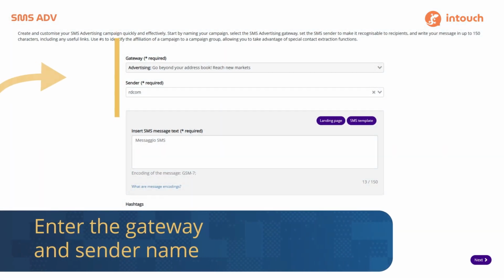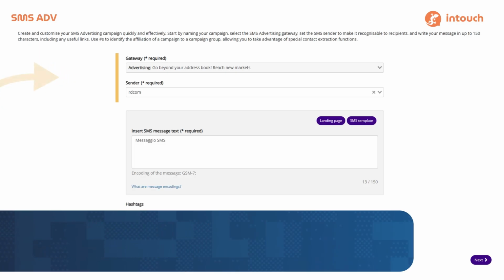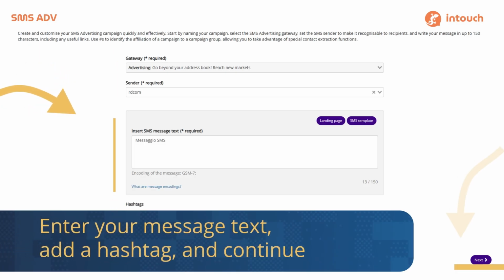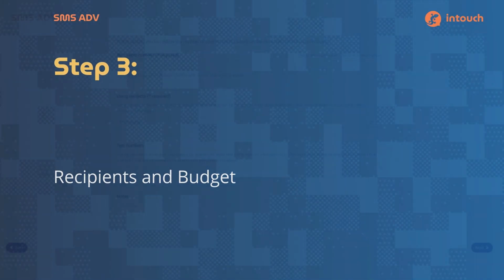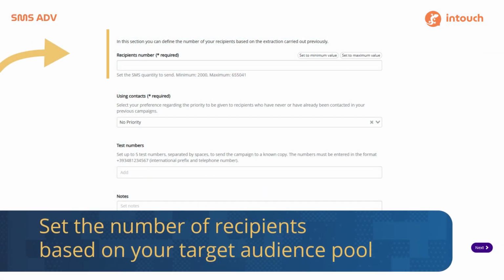Select the gateway and sender name, then write your message. You can also include a hashtag, if it fits your communication strategy. Next comes the Recipients and Budget section. Here, you'll define the number of recipients based on the previous selection.